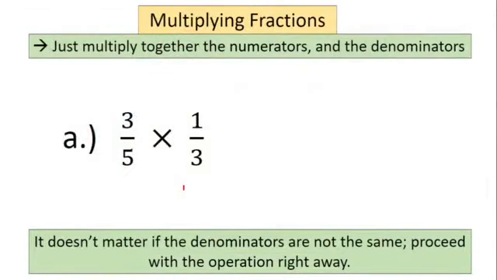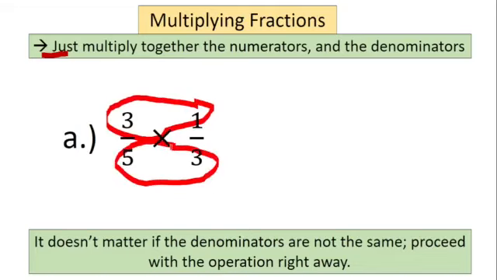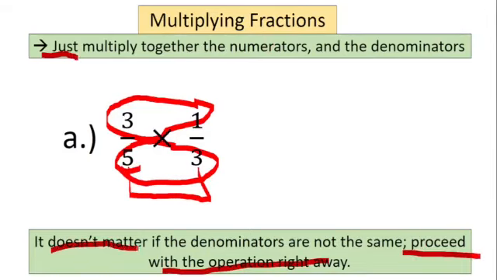Paano ba tayo magmultiply ng fraction? Sabi dito, just multiply together the numerators and the denominators. Hindi kagaya sa addition and subtraction of fractions, di ba? Dapat pareho muna yung mga denominator natin. Sa multiplication, tandaan, okay lang. Kahit hindi pareho yung mga denominator, we can proceed with the operation right away, even if they don't have the same denominator.